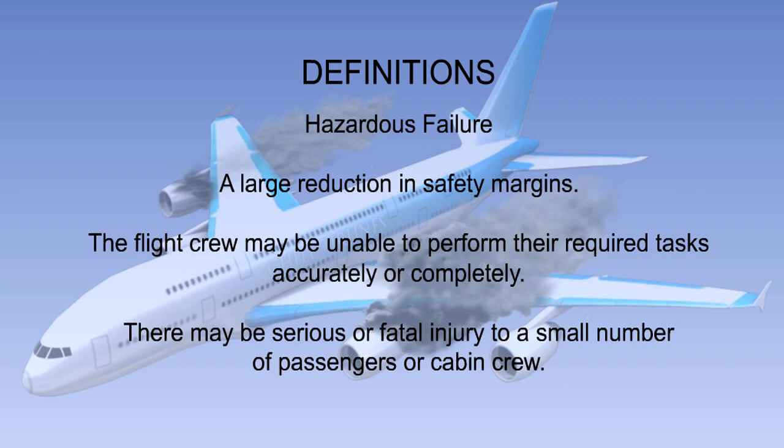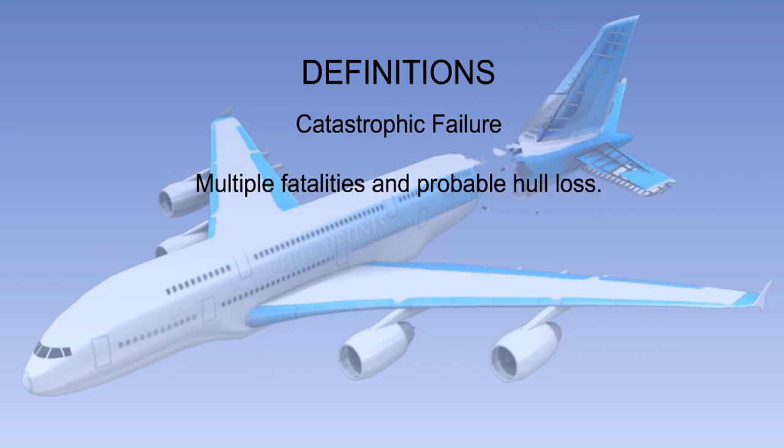A hazardous failure will reduce the capability of the aeroplane or crew to cope to the extent that there will be a large reduction in safety margins. The conditions may cause physical distress to the flight crew so that they are unable to perform their required tasks accurately or completely. There may be serious or fatal injuries to a small number of passengers or cabin crew. Finally, a catastrophic failure will result in multiple fatalities and probable hull loss.